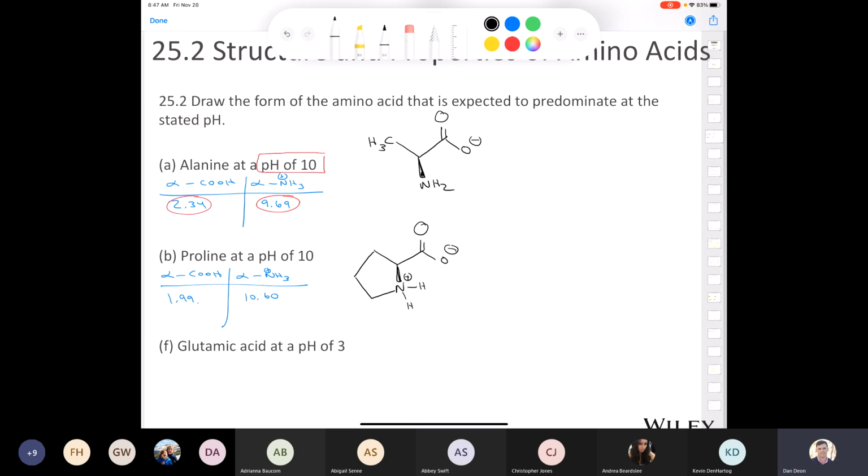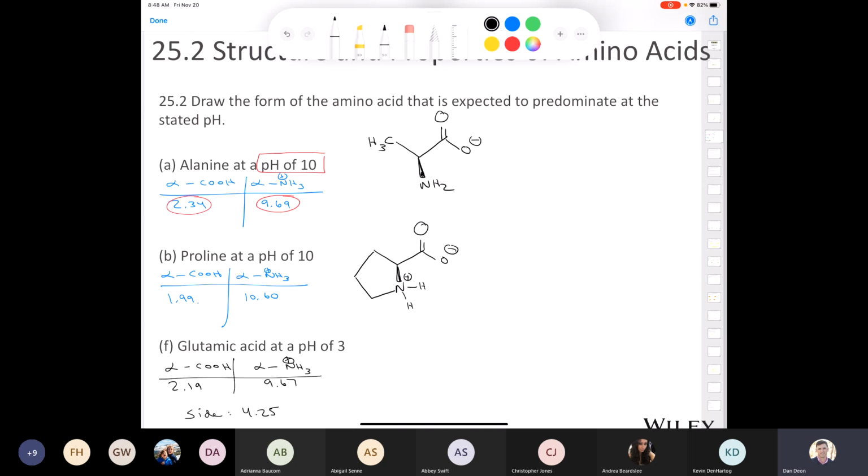And so this is the form of proline that's going to predominate at this pH. All right, let's try one more. It's glutamic acid. The alpha carboxyl has a pK of 2.19. The alpha protonated amine has a pK of 9.67. And the side chain, I'll just write it down here, because glutamic acid has a carboxylic acid side chain, is, what is it, 4.25.